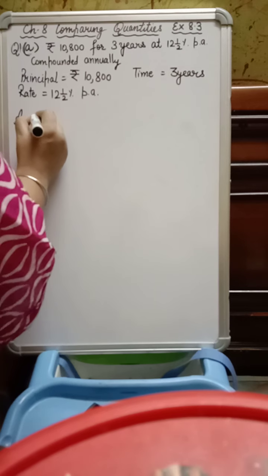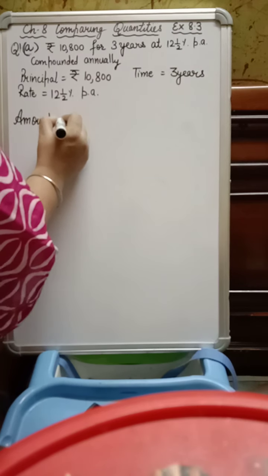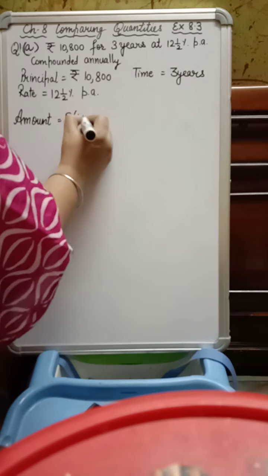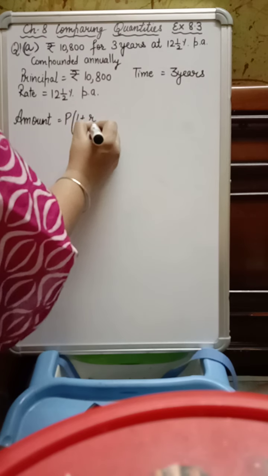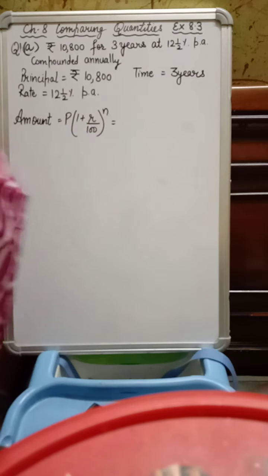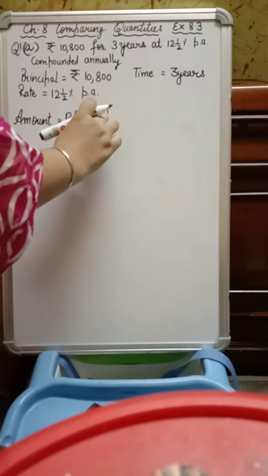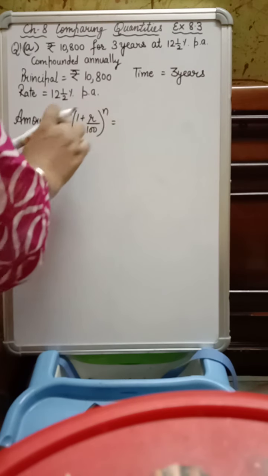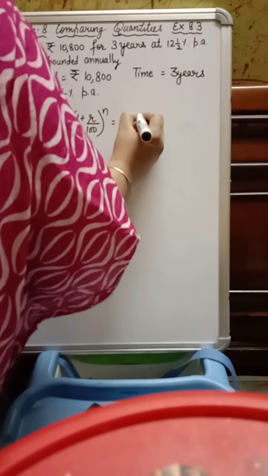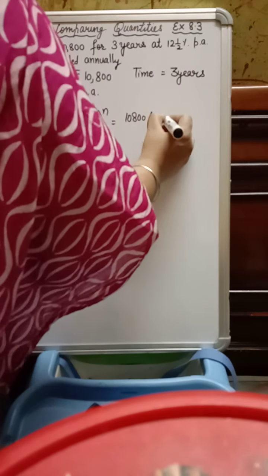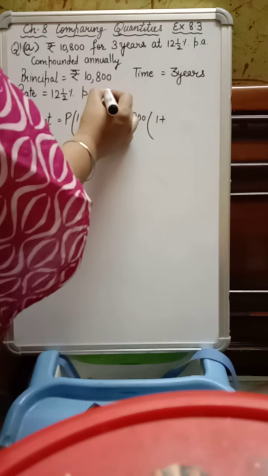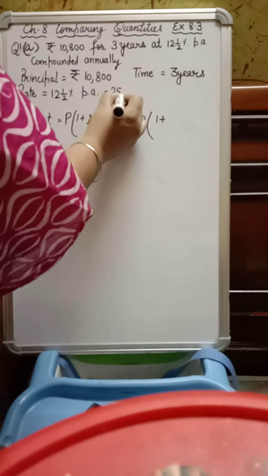Amount is equal to P(1 plus R upon 100) raised to N. In the previous video I explained that N stands for number of years, P is principal and R is rate. Principal is 10,800. Rate is 12.5, that is 25 by 2% per annum. So this is (1 + 25 by 2 into 100) raised to 3.